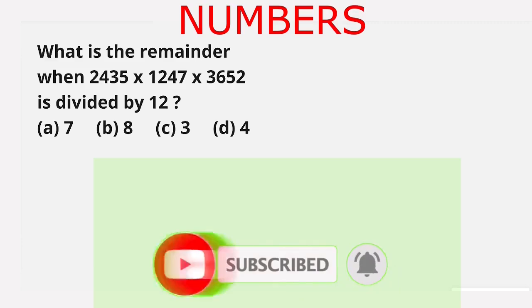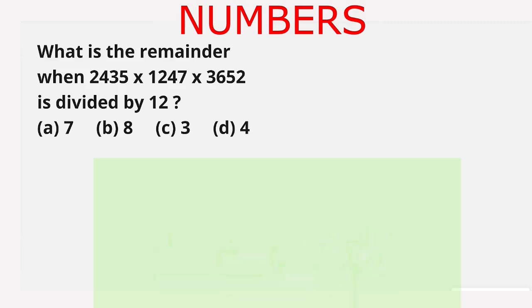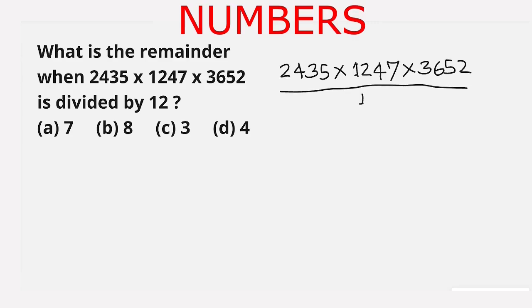We have to find the remainder when the given number 2435 multiplied by 1247 multiplied by 3652 is divided by 12. We do not have to multiply all these numbers and then divide. We just individually divide all the numbers. But in this question, I will use the concept of negative remainder.